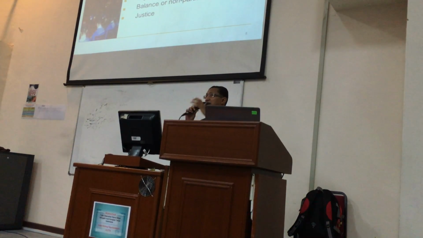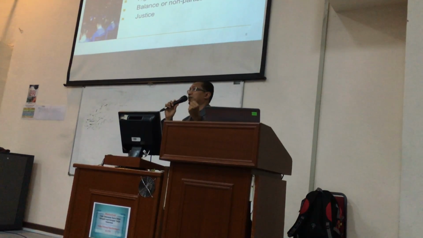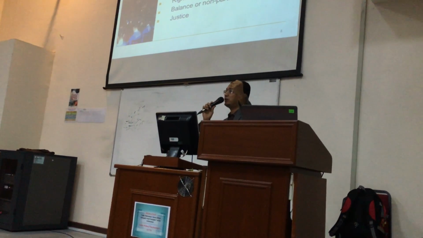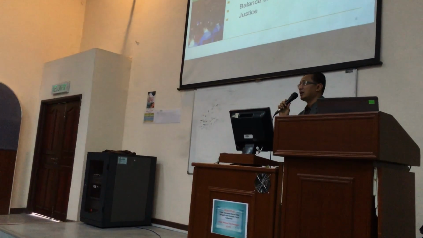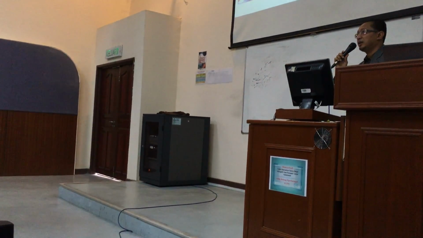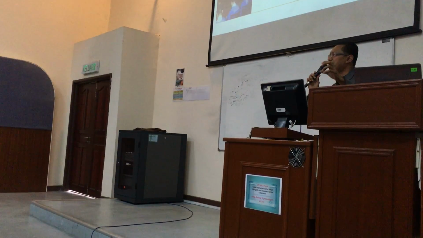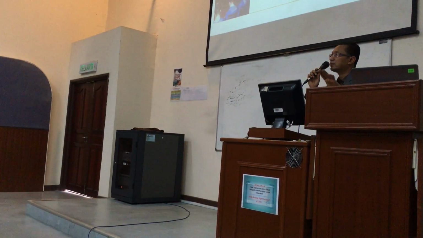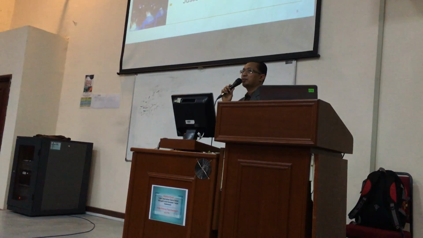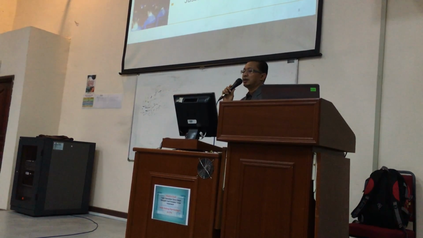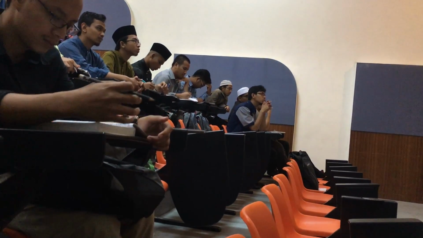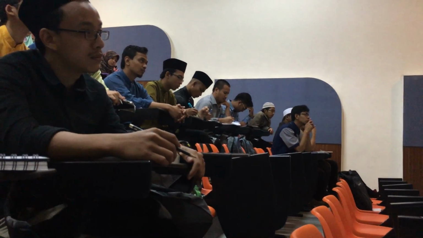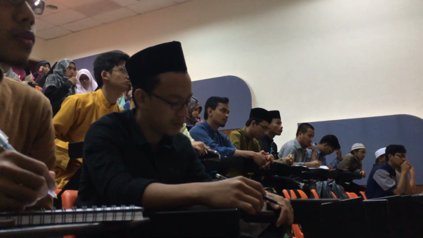Now after we understand that we have a different philosophy, when you have a different philosophy, your ideas are different, how you see the world is different. Then you will have a set of principles that might be the same or might be different from the other economic system. The first one is individual liberty. The second one is the right to property, and the third one is the balance and non-partisanship, and the fourth one is justice. So these are the principles of Islamic economy, right?